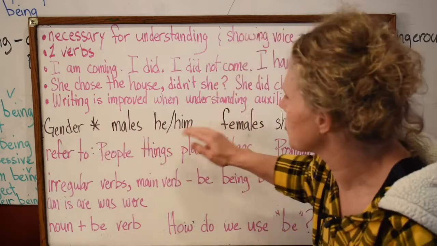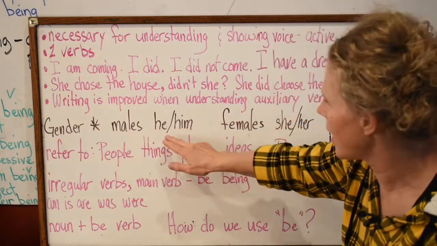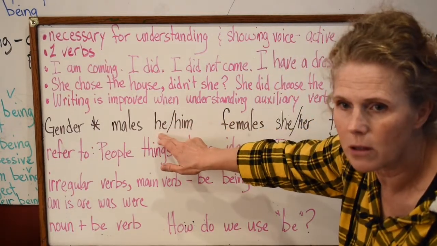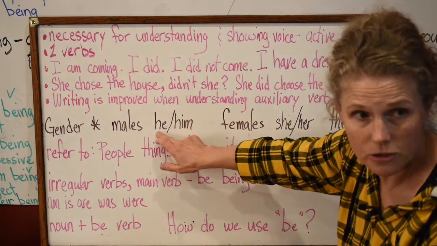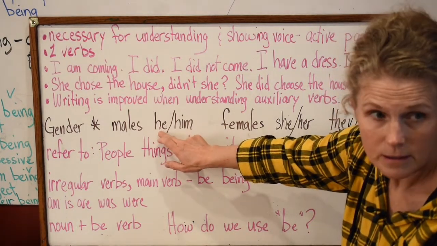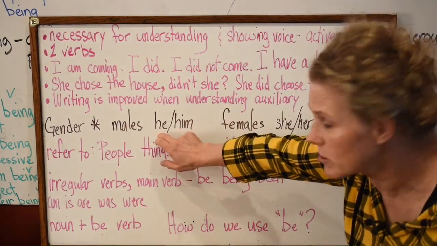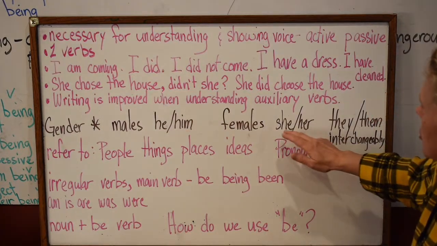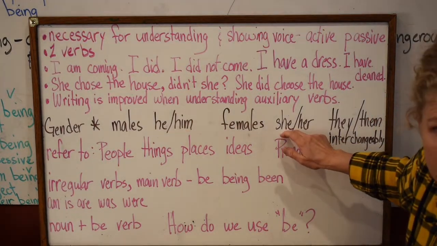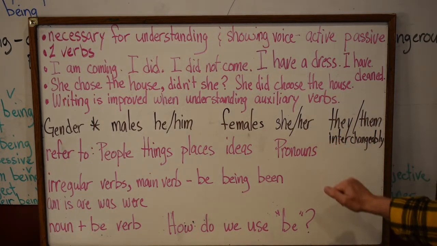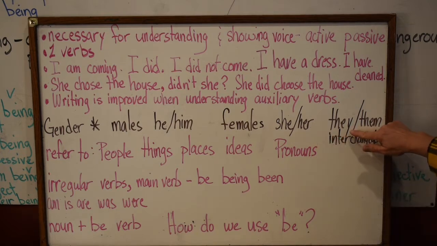So let's talk about gender in your pronouns. We have gender. The males, you have he and him. This is the subject and this is the object. What is this, Paul? Subject, object. Daniel, what is this? Subject, object. So this goes in object positions. This goes in the subject positions. Females are she, her. Subject position, object position. They, them. These are interchangeable. They is the subject position and them is your object position.